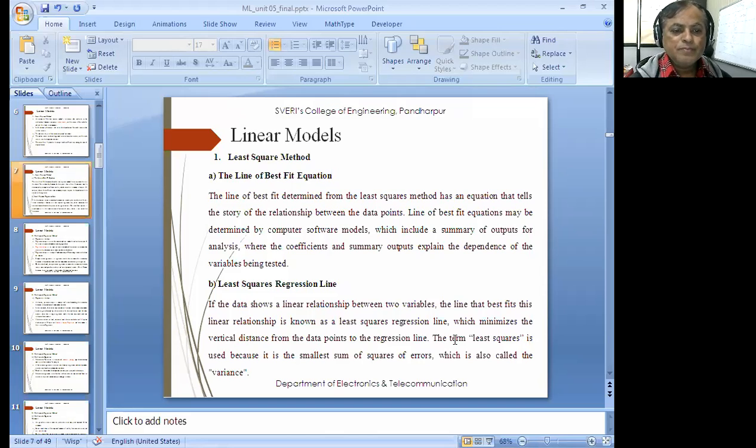So वो जो two variables के बीच में जो linear relationship हम निकालने के लिए कोशिश कर रहे हैं, तो उससे जो लाइन आपको मिलेगी बेस्ट फिट के लिए, वो लीनियर रिलेशनशिप इज नथिंग बट योर लीस्ट स्क्वायर रिग्रेशन लाइन. And it also minimizes the vertical distance from the data points to the regression line. So data points to regression line के बीच का जो distance है वो minimize करता है.